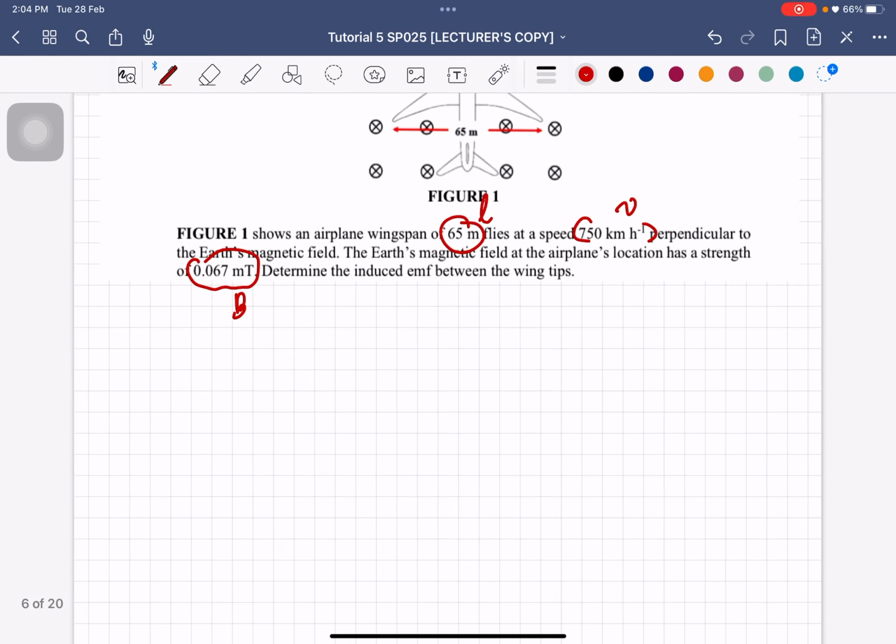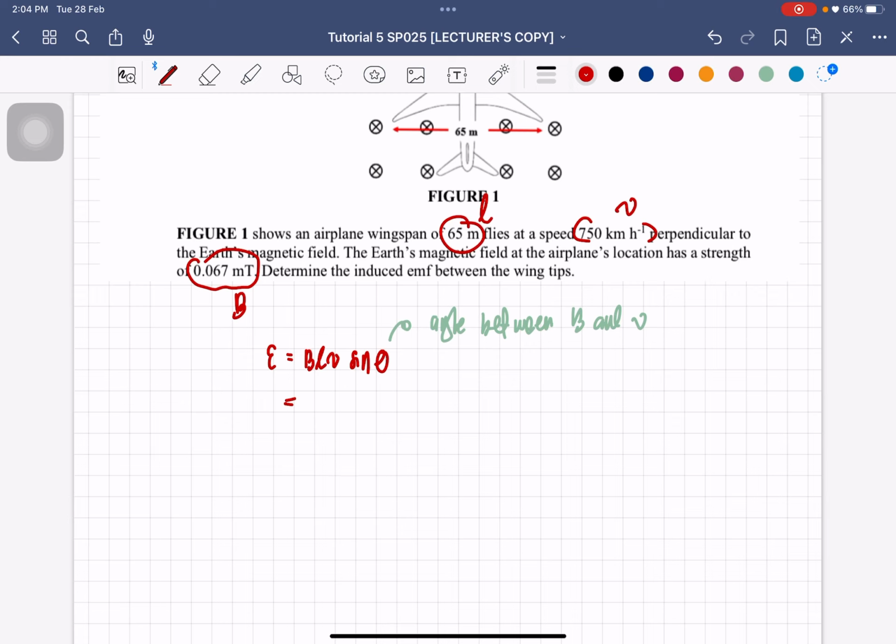Okay, so remember, if you come across questions that have velocity, you are going to use BLV sine theta. Directly use this, because this is basically the only formula that has velocity. So what is theta? Theta is the angle between the magnetic field and the velocity.